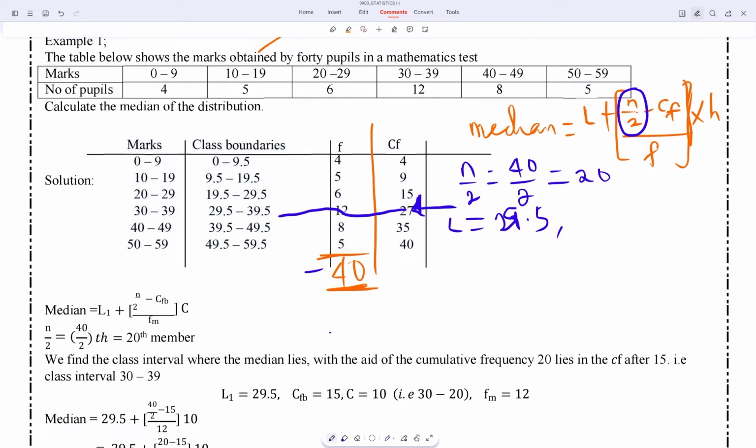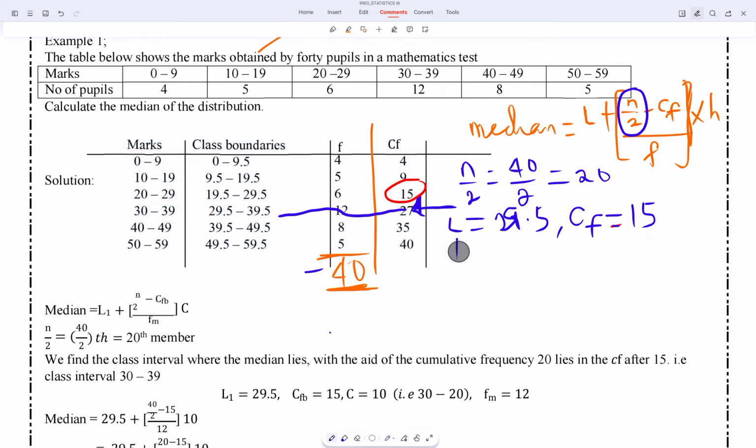Now we need CF. What do we say CF is? CF is the cumulative frequency before the median class. Cumulative frequency before. Now look at it. Your median class is 27. So the cumulative frequency before 27 is 15. Can you see that now? So that means your CF here is 15. Can you see how I'm taking it step by step?